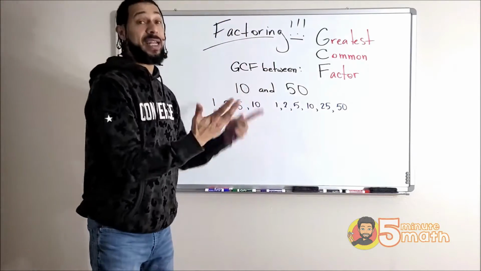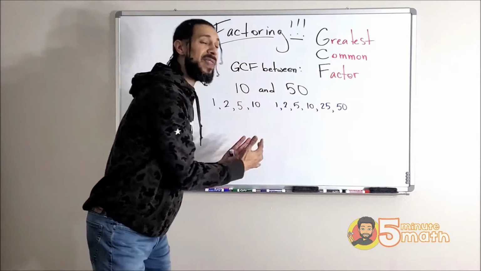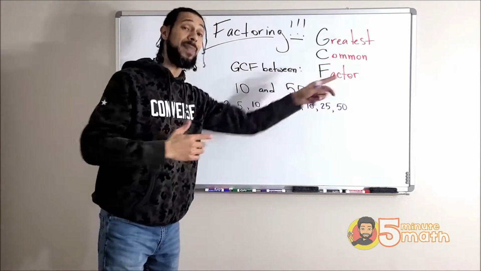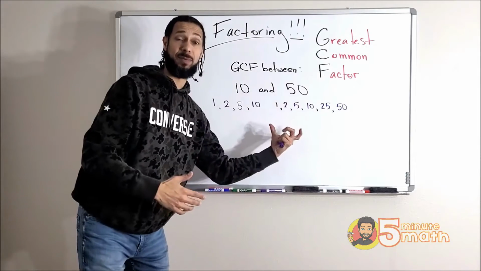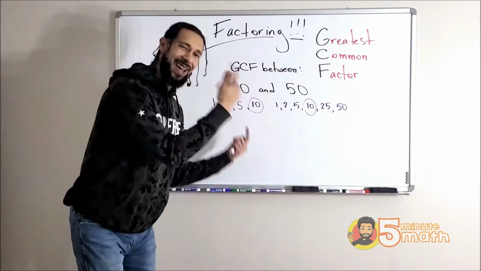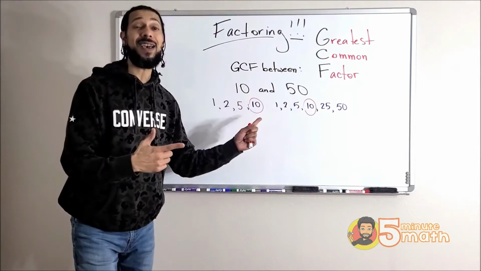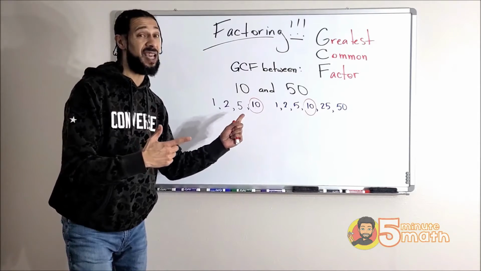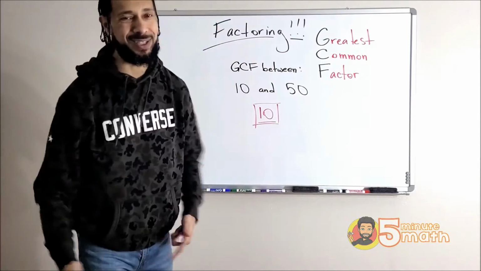So, greatest, we're looking for the biggest number that's in both of these lists. Common means it's in both lists. What's the biggest number in both of these lists? Yeah, it's 10. So guess what the GCF is between 10 and 50? 10, of course it's 10.